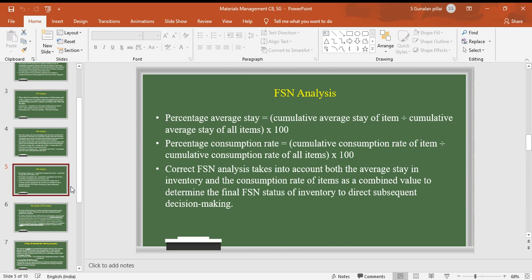These formulas are just for our remembrance. The computerized system will be taking care of all the calculation of FSN: average stay, consumption rate, cumulative average stay, cumulative consumption rate, percentage average stay and percentage consumption rate. After identification, you have to make the store the right one, approachable for the company. That is the main idea.